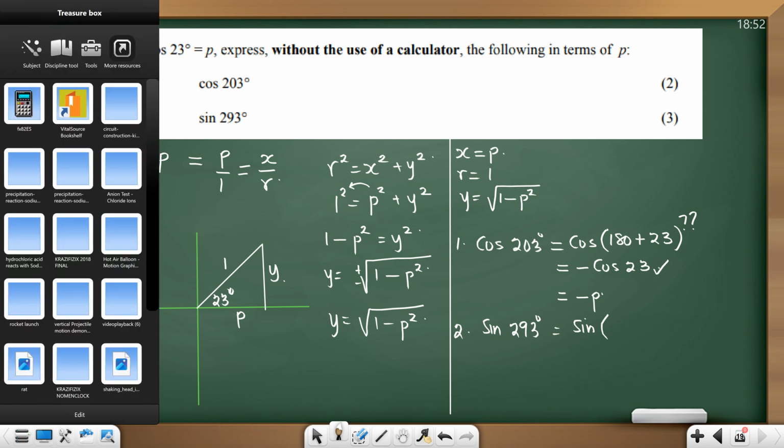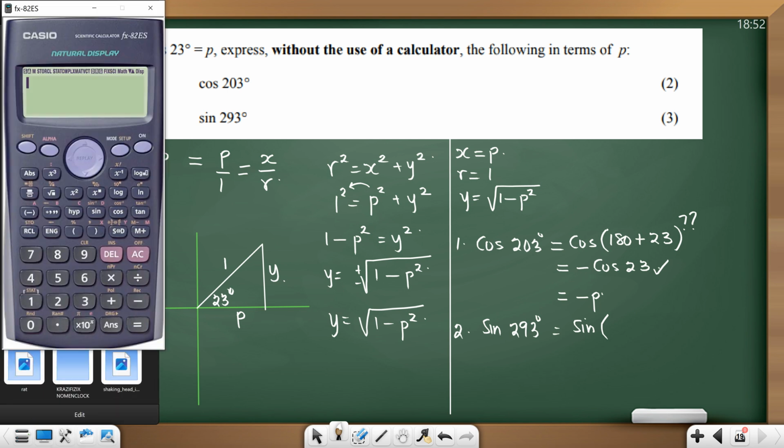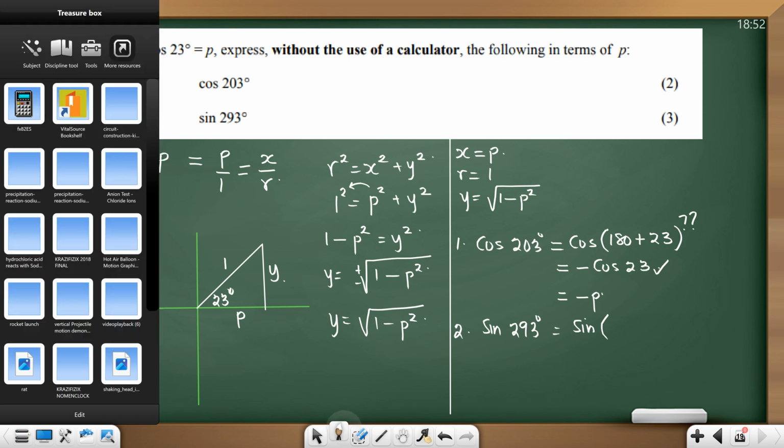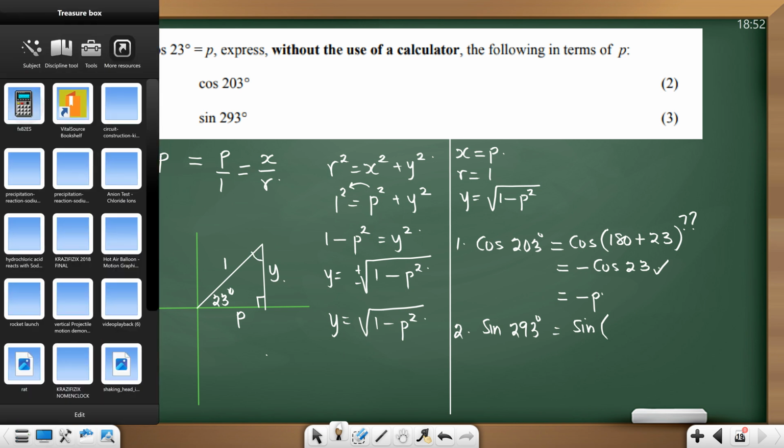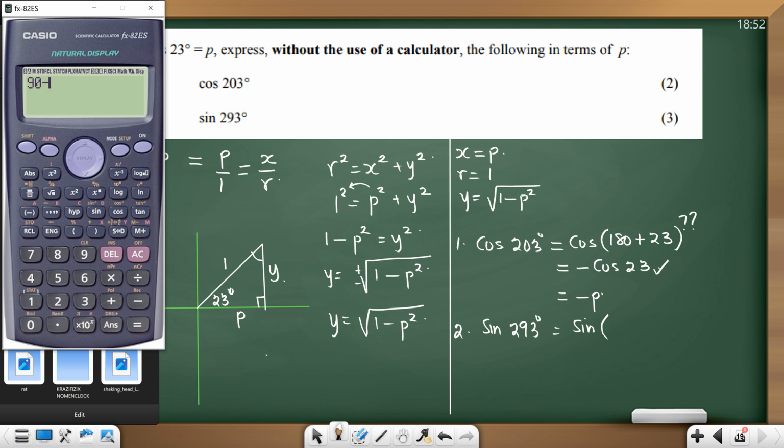What is 360, because it's the fourth quadrant now? 360 minus 293. All right, my good learners, let me quickly show you something very important. Everybody, whenever you draw this diagram, let's learn to do something. Let's complete the triangle. This is 90. What will this angle be? 90 minus 23. That's important. 67.